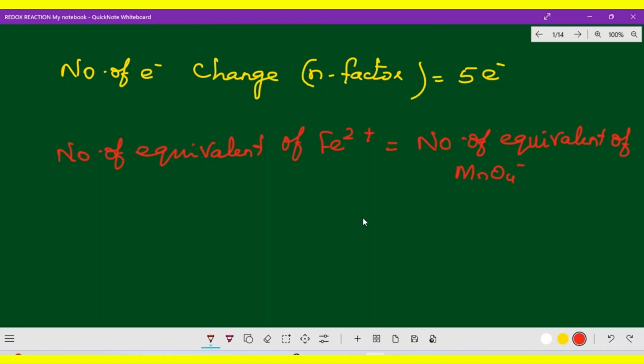Okay, now here, what is it at this point? Here we can keep it N1. Why am I mentioning N1, N2? This is actually N1 into 1 equal to N2 into 5. Why did I mention N1 into 1 and N2 into 5? N1 is the number of equivalents of Fe2+, and N2 is the number of equivalents of MnO4 minus. So this is a 5 electron change, and this is a 1 electron change.